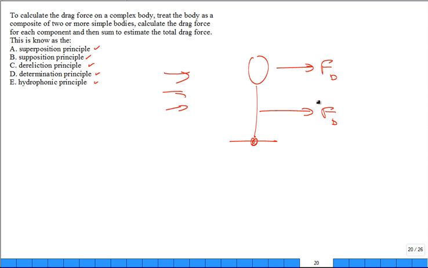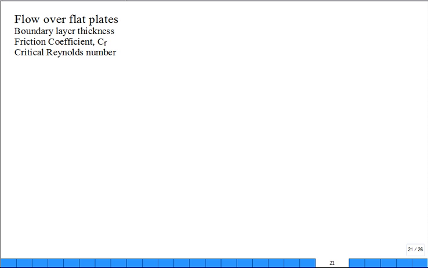So I pause, but UTSA group. So the superposition principle. Flow over a flat plate. So when you have a flow over a flat plate, first of all, you just worry about one side of it.